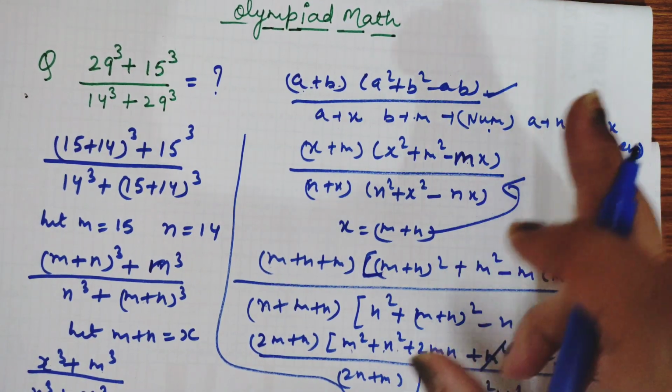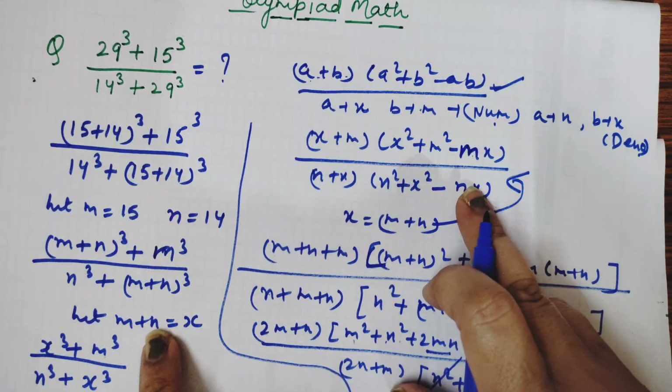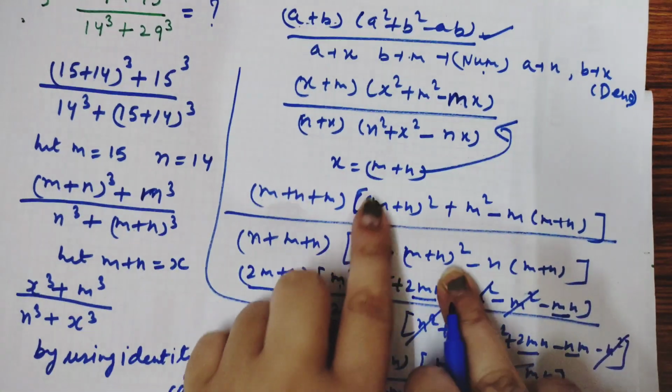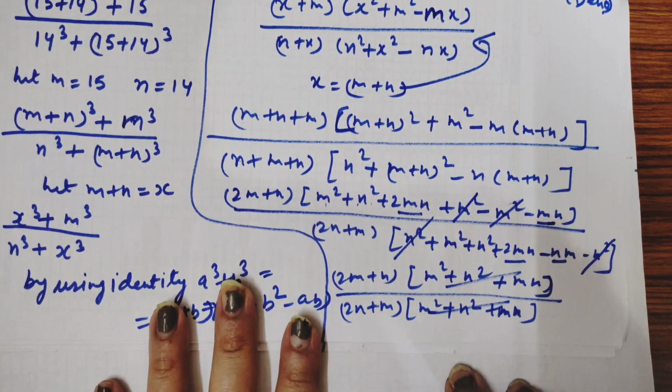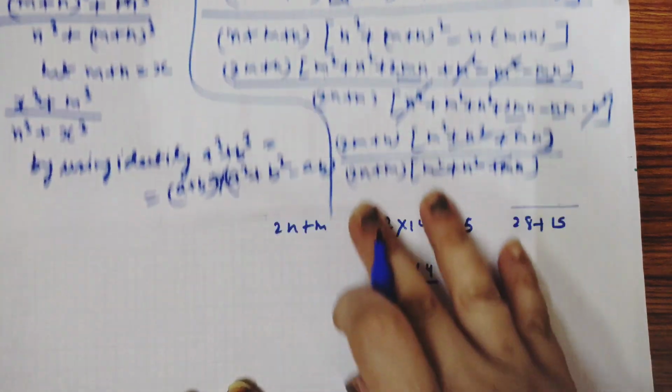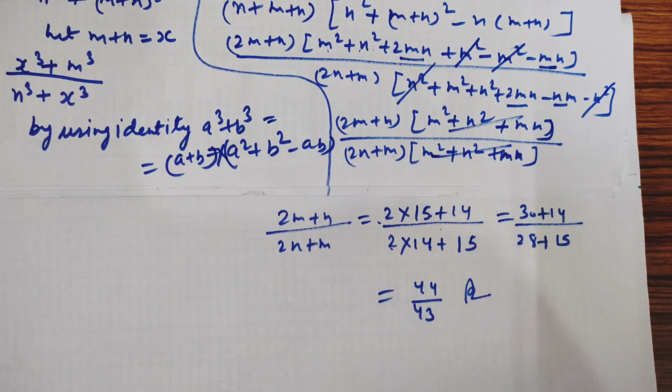After that, again we know that m plus n is x, so instead of x we use m plus n again. Now solve this question and you'll get the very shortest form without cubic form, and just put the value of m and get the answer.